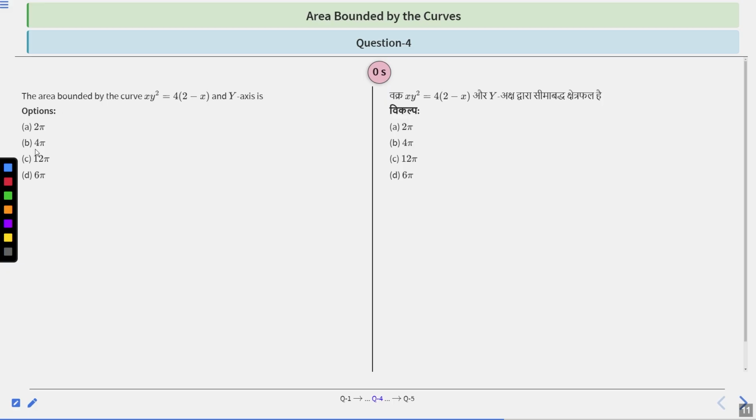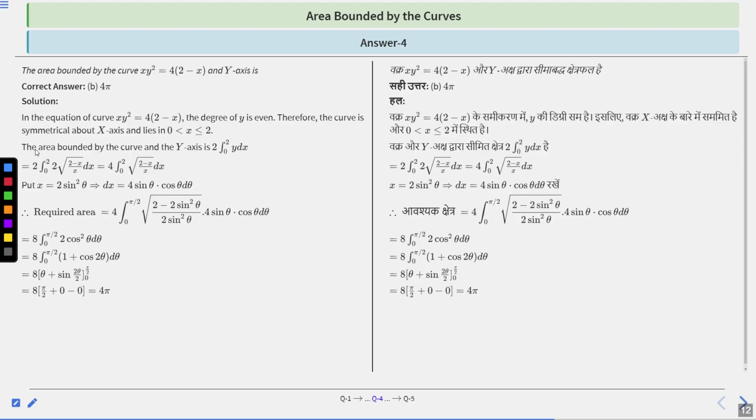Okay, let's move to the solution part. In the equation of the curve x y square is equal to 4 times 2 minus x, the degree of y is even, right? Therefore, the curve should be symmetrical about the x-axis. And x lies between 0 to 2. From this equation of the curve, you can see that x lies between 0 to 2, right?